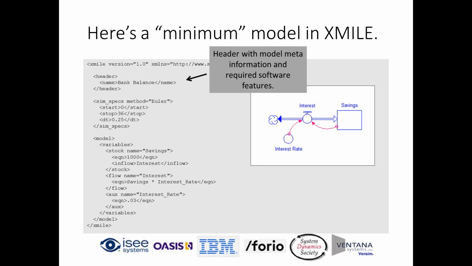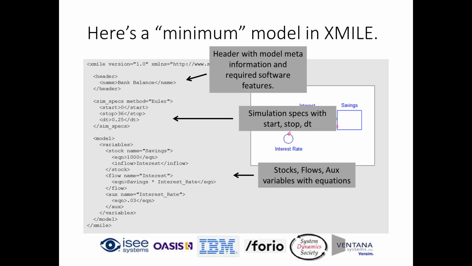It's got a header section that has meta information about the model, and although it's not shown here, it's also where you list what capabilities are required in the software in order to run the model. You've got your basic simulation specs: start, stop, DT. It mentions Euler's method. This is basic system dynamics, where it runs step by step. And then you have the model itself.